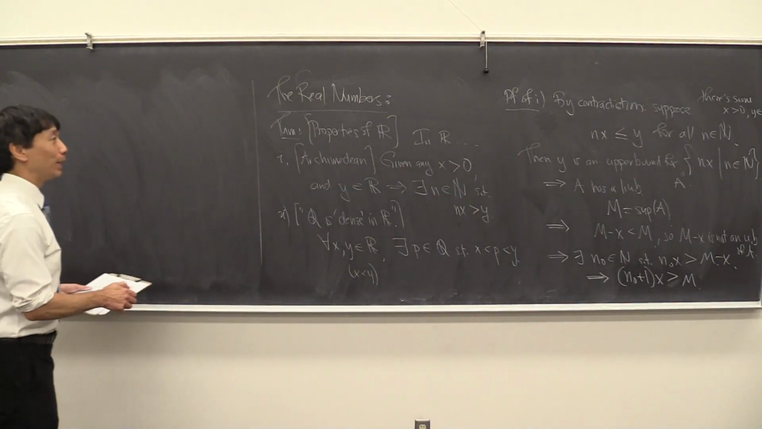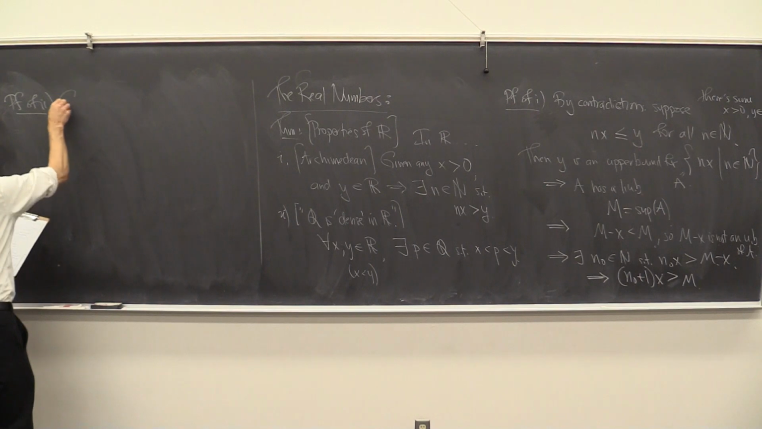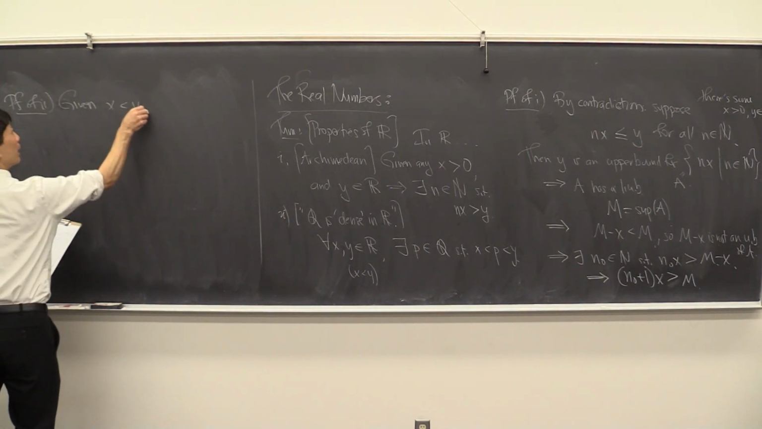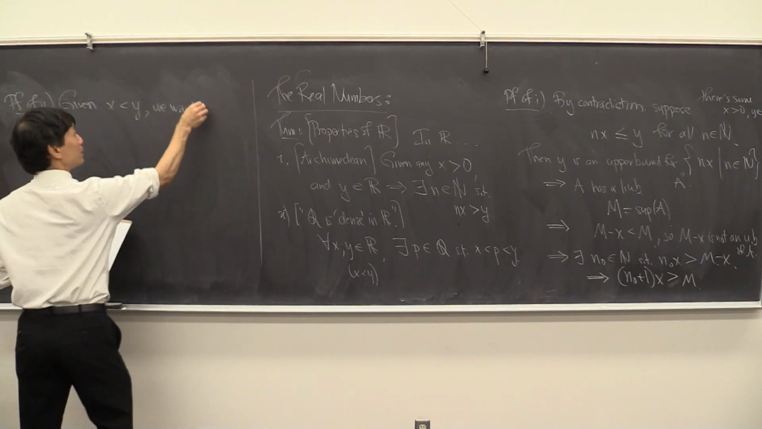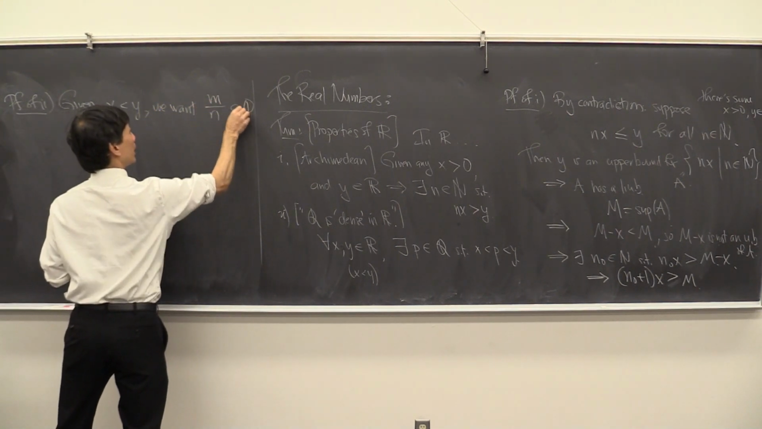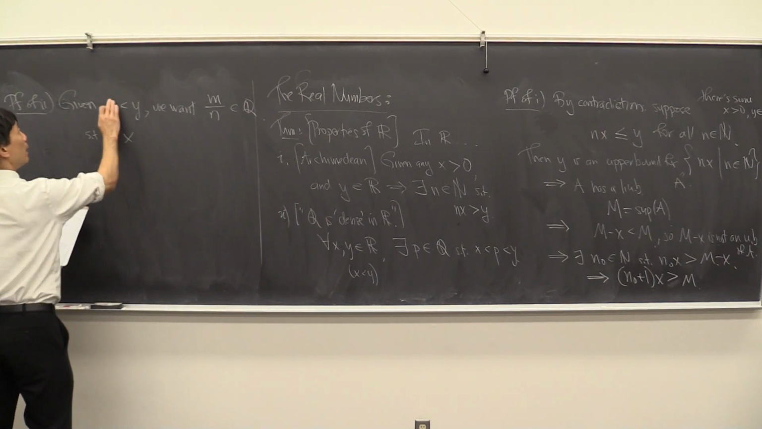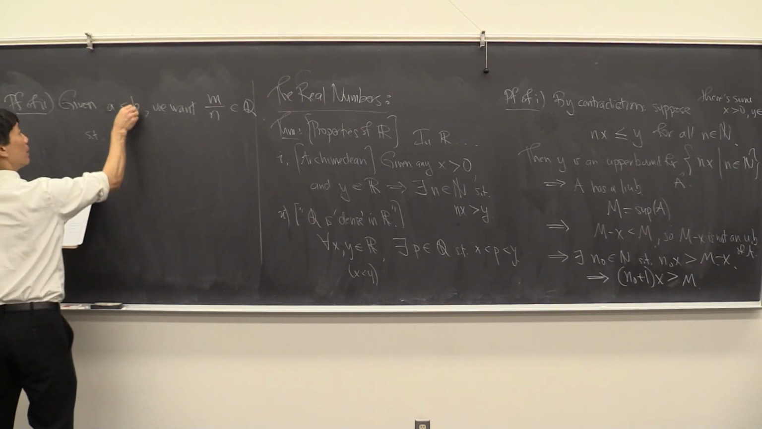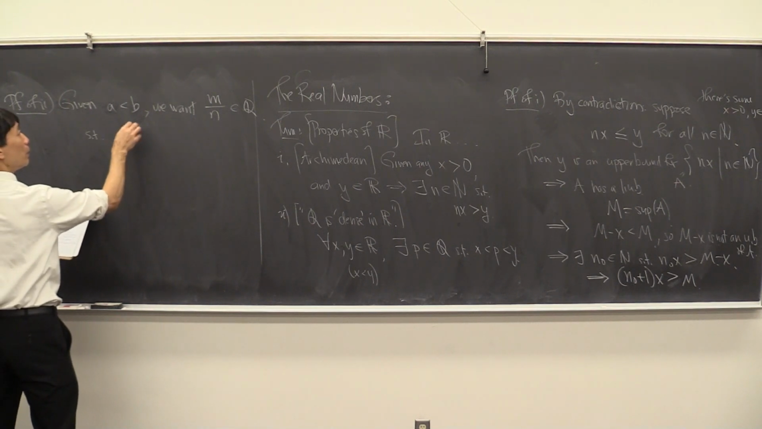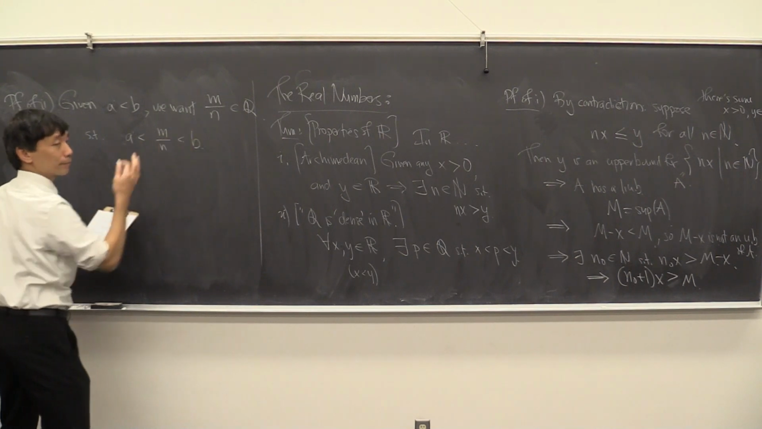Okay, so the second one is the proof of 2. Given x and y, where x is less than y, we want a rational number. Actually, let me use a and b because that's what I have in my notes. So we want a rational number such that a is less than m/n is less than b.